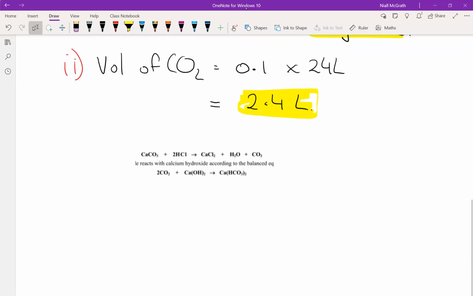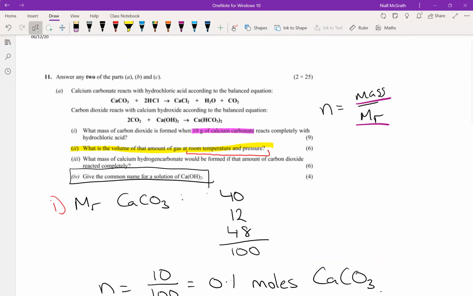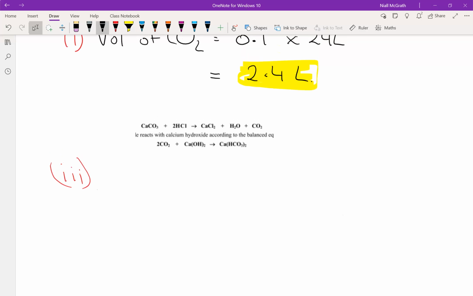Okay, so part 3 of this question is asking you for, let me just double check, the mass of calcium hydrogen carbonate. So you're trying to find the mass of your calcium hydrogen carbonate. We have 0.1 moles of CO2 from up here. That is the same figure as down here.